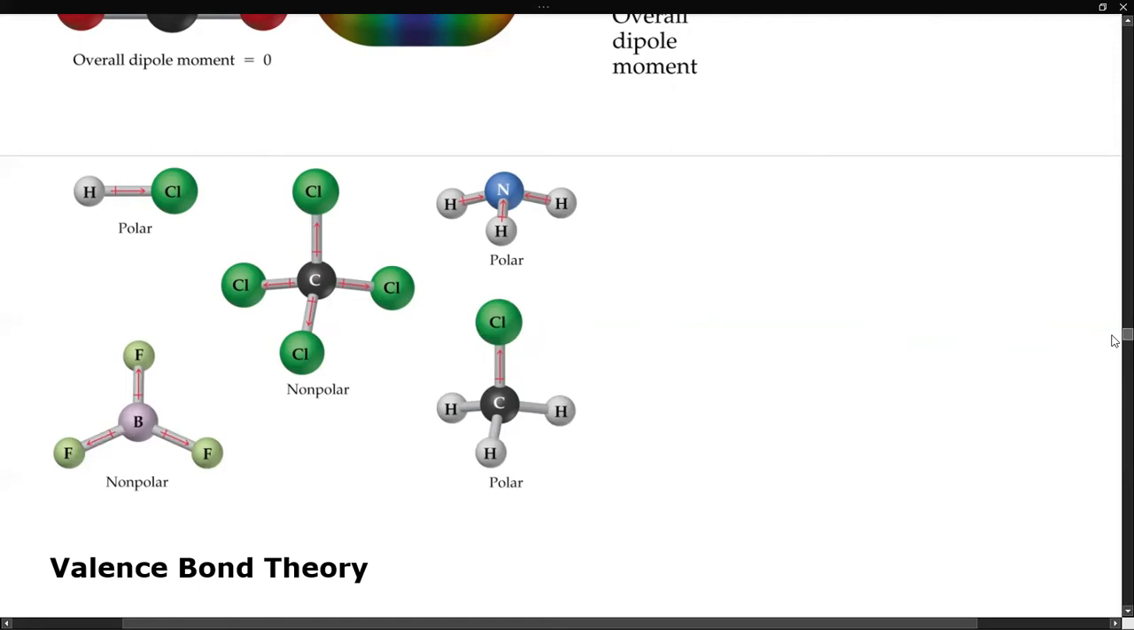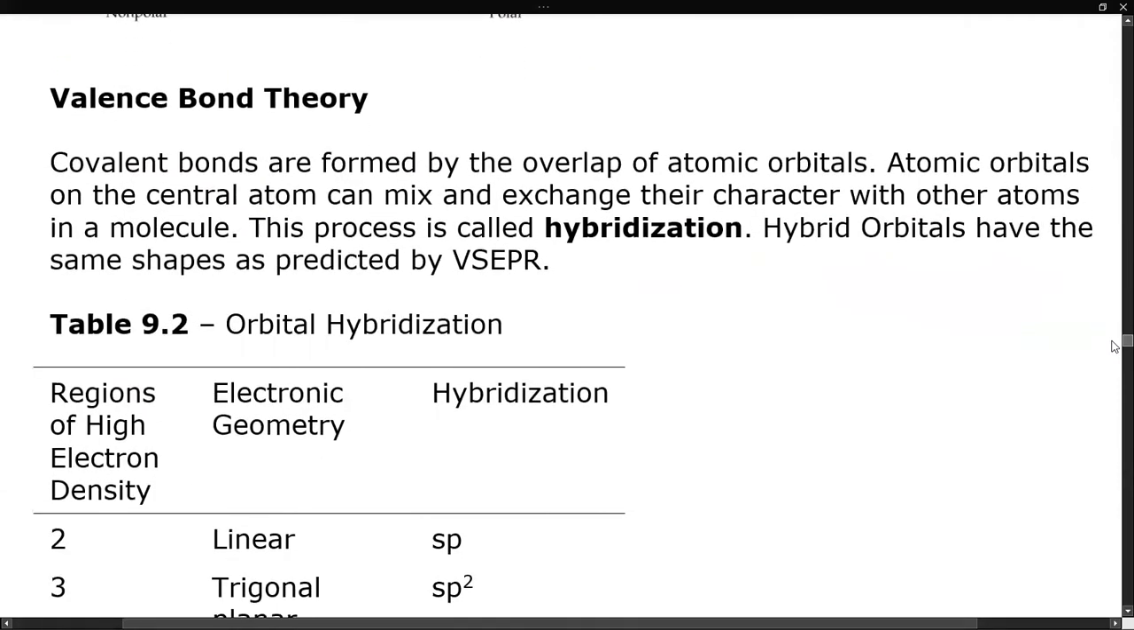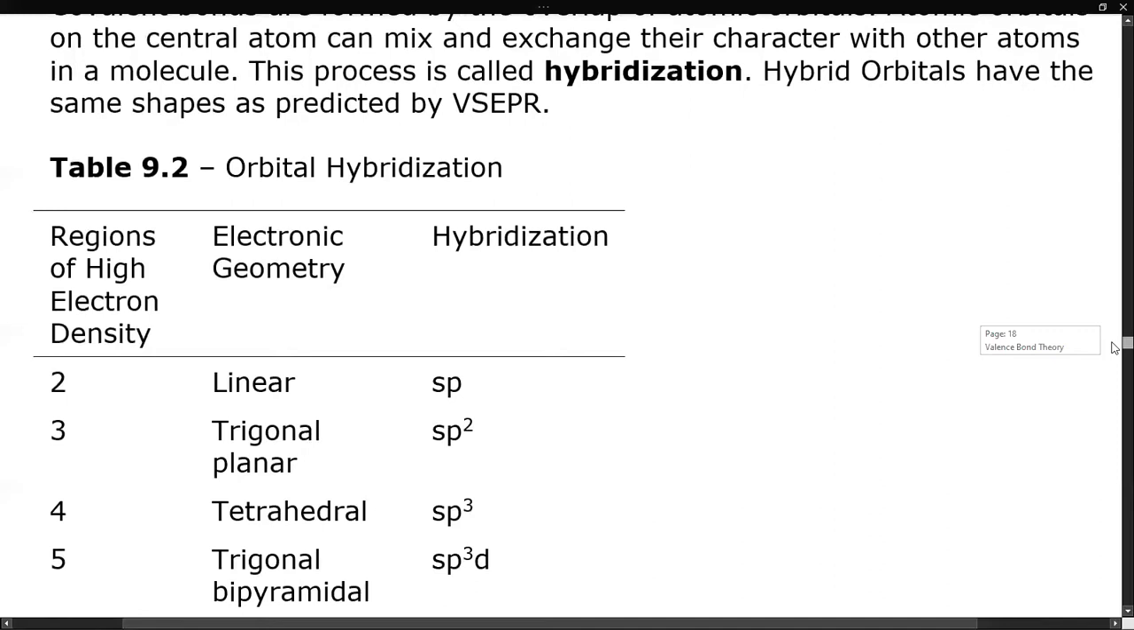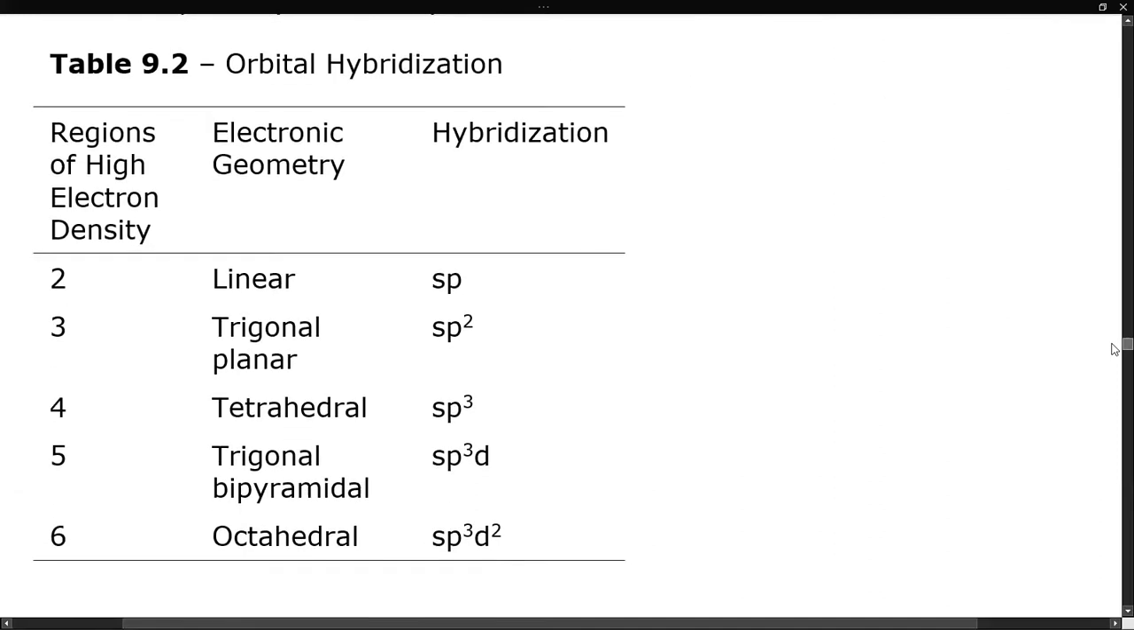All these geometries do form shapes based on the hybridization, overlap of, in our case, s, p and d orbitals. And they have the same shapes as the VSEPR theory. We kind of ran through this on the chart, but two regions of high density is linear, hybridization sp, so that's one s and one p mixed together. Three is trigonal planar, so it's sp2, one s and two p's. Four is tetrahedral, so one s and three p's, sp3.